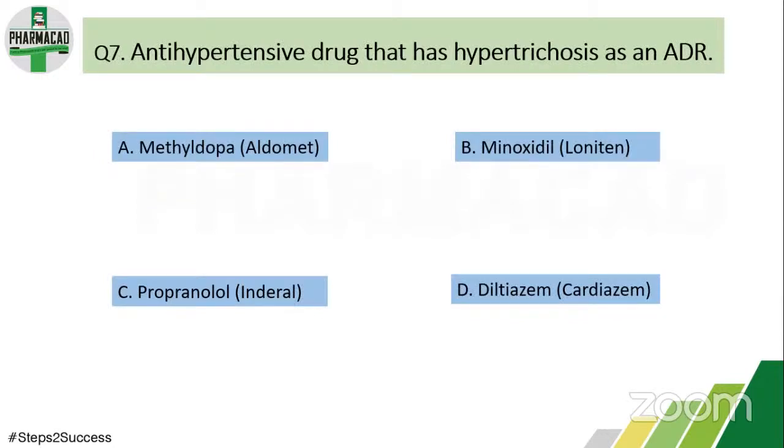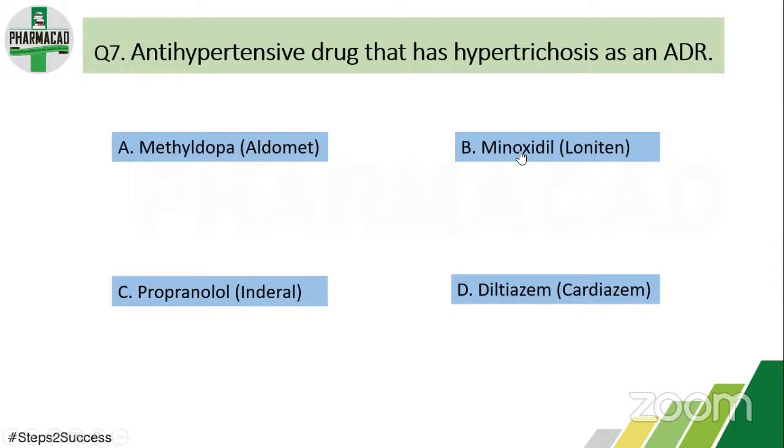Okay. So this is a very straightforward question, which we might have heard so many times. Which antihypertensive drug has hypertrichosis as an ADR? So firstly, to discuss what is hypertrichosis. Hypertrichosis is a condition where there is excessive growth of hair.